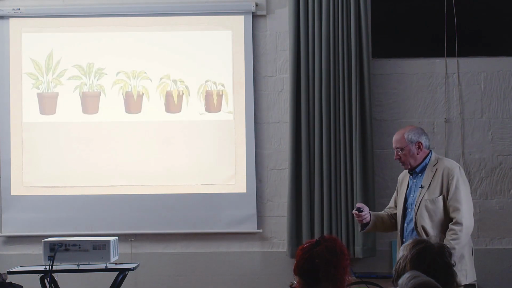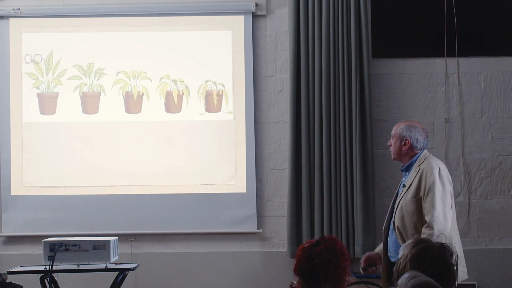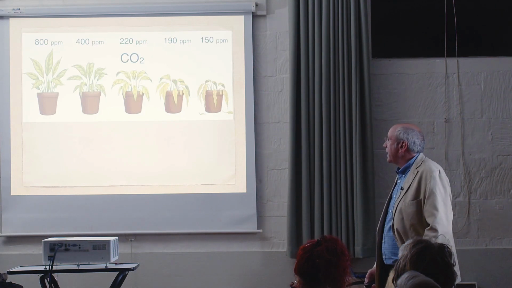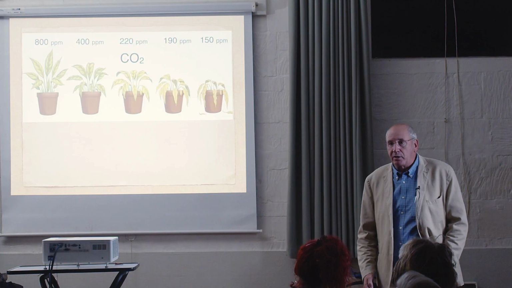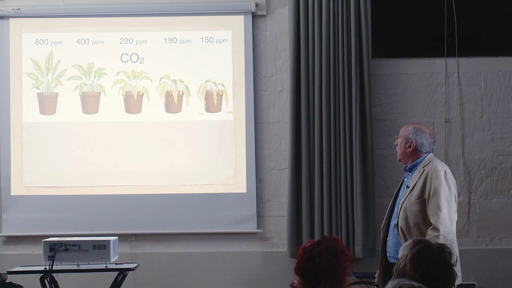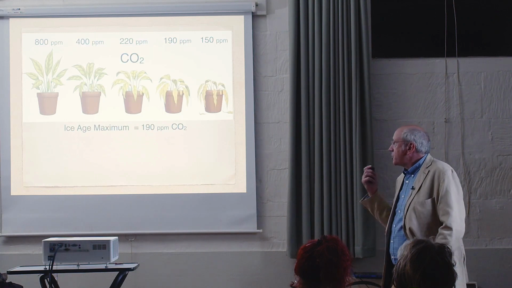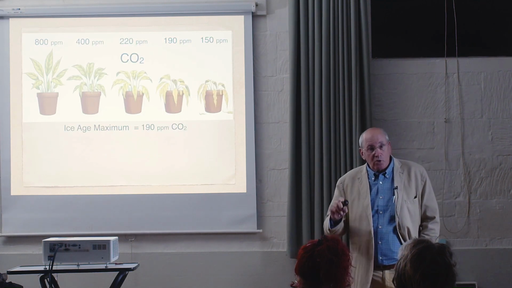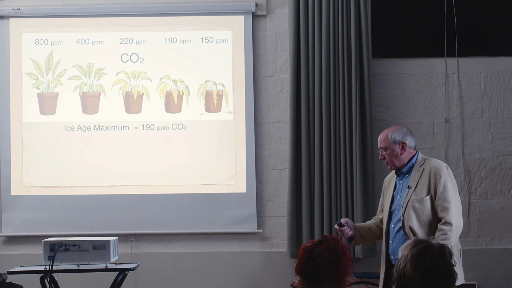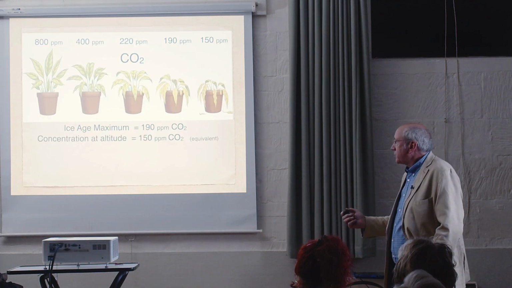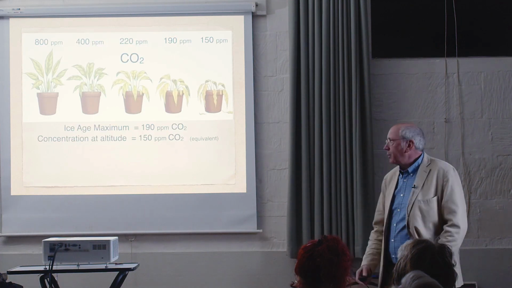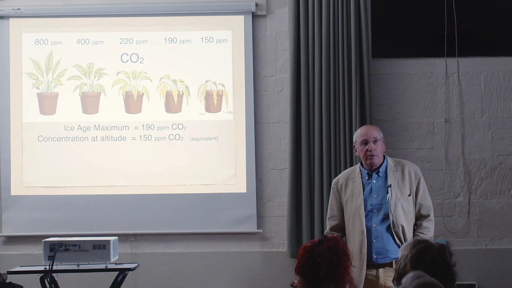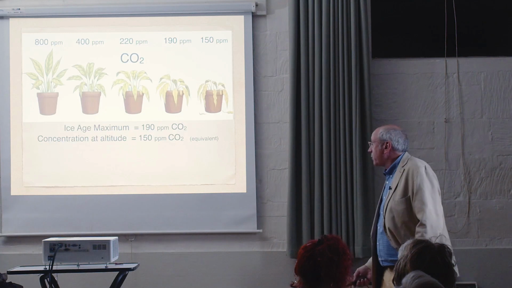Well, we're back to this old graph again. Plants and CO2. So again, the difference between all of these plants is the amount of CO2 they're getting. More CO2, the stronger the plants grow, especially in the Sahel. So at the Ice Age maximum, CO2 came down to 190 parts per million, which is almost at the death zone for plants. And at altitude, so up on the Asian plateau near the Gobi, the equivalent CO2 came down to 150 parts per million. That's well within the death zone for C3 plants. And so they all died.